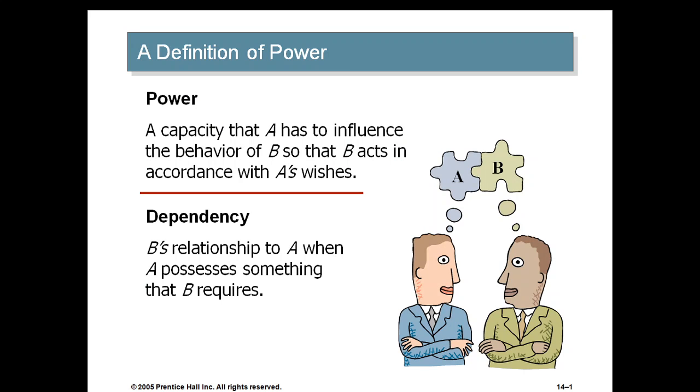So that's a pretty simple definition of power, as it says: a capacity that an individual, A, has to influence the behavior of B, so that B acts in accordance with A's wishes. Right, so that's pretty clear. So when B is under the influence of A, which means B is dependent on A's action, B's future results depend on A's action. In other words, there is a factor of dependency involved in the power dynamics between two entities or two individuals, right? So it could be individuals, or it could be two entities too.